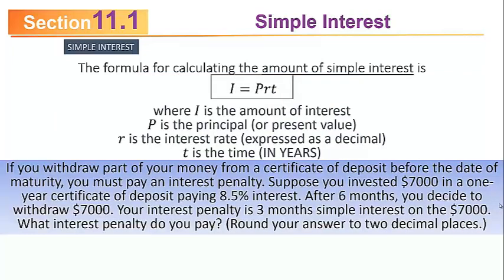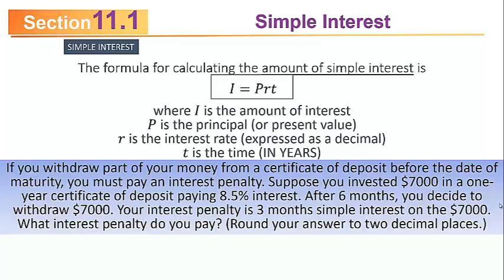Another example. If you withdraw part of your money from a certificate of deposit before the date of maturity, you must pay an interest penalty. Suppose you invested $7,000 in a 1-year certificate of deposit paying 8.5% interest. After 6 months, you decide to withdraw $7,000. Your interest penalty is 3 months simple interest on the $7,000. What interest penalty do you pay? Round your answer to 2 decimal places.